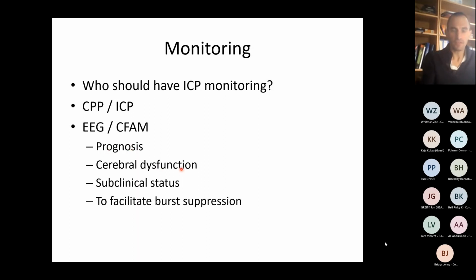So it will give you those things which can help you work out what's going on and whether there's anything to do to optimize this patient, or whether this is how they're going to be and they have a poor prognosis, or whether they have any neuro rehab potential. And as I said on the previous slide, the other thing that you would use EEG and CFAM for is to facilitate burst suppression in your managing of refractory ICP for those patients.